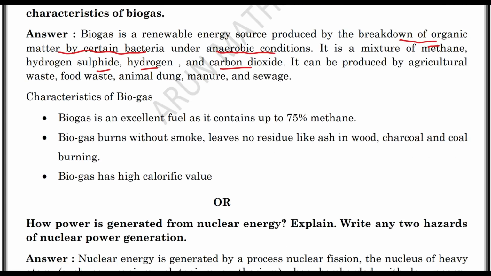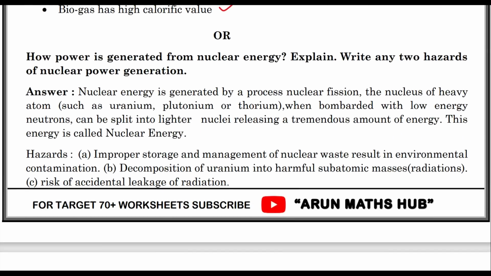Characteristics of biogas. Biogas is an excellent fuel as it contains 75% methane. Biogas burns without smoke and leaves no residue like ash in wood, charcoal and coal. It is eco-friendly. Biogas has high calorific value. That means it produces more heat.